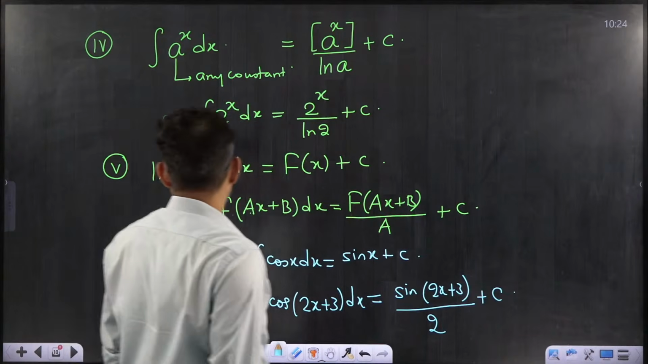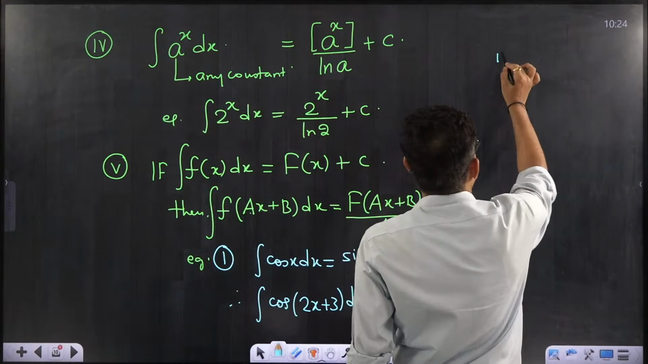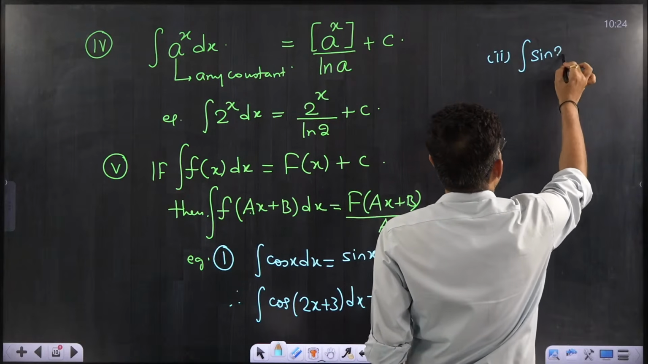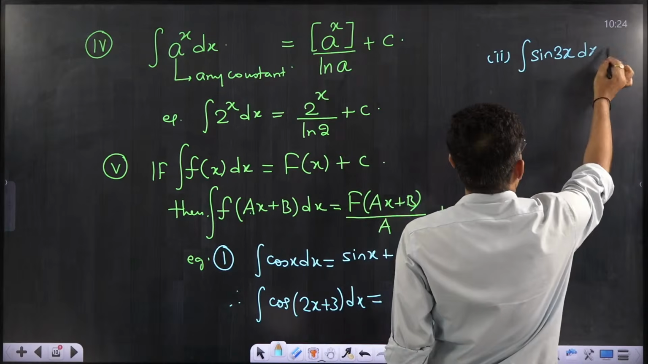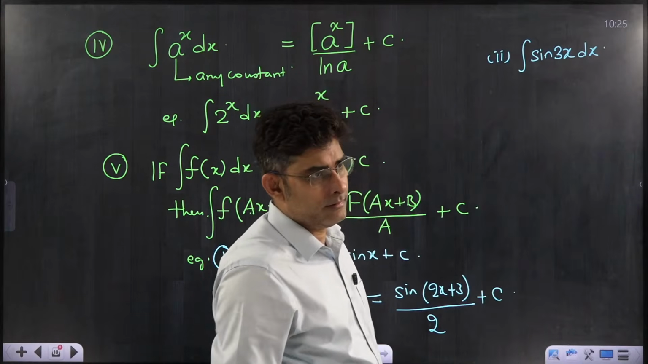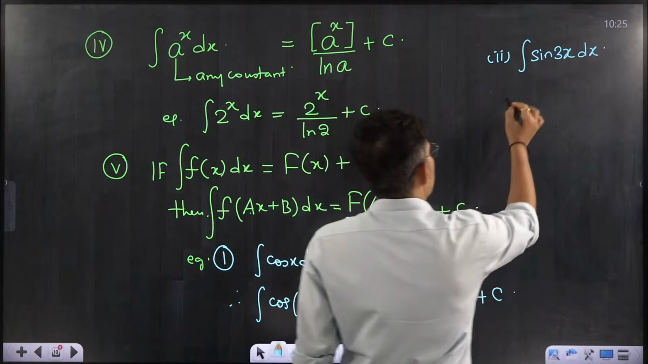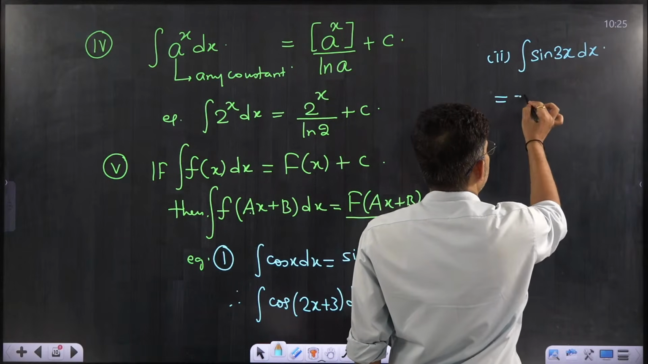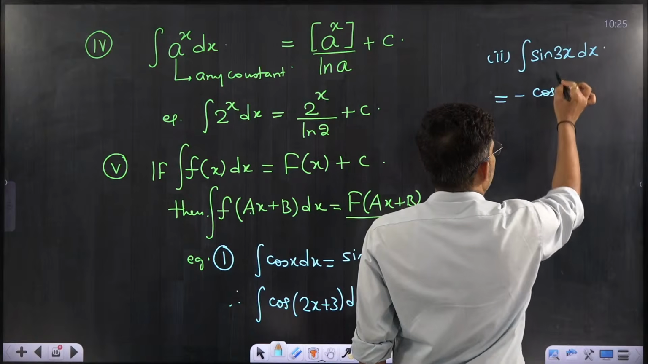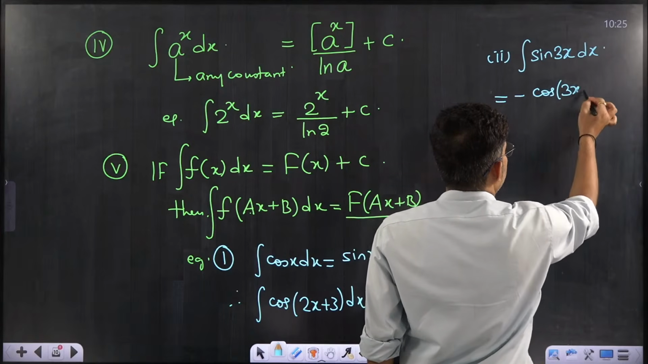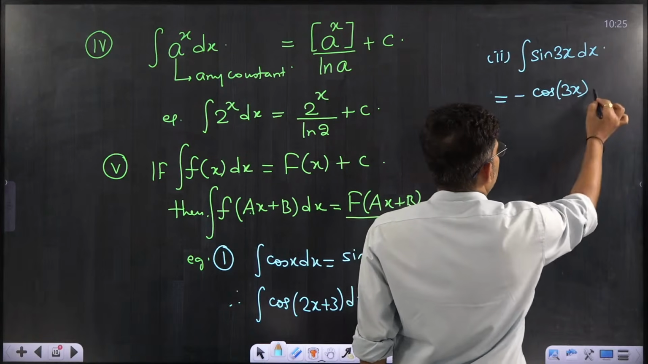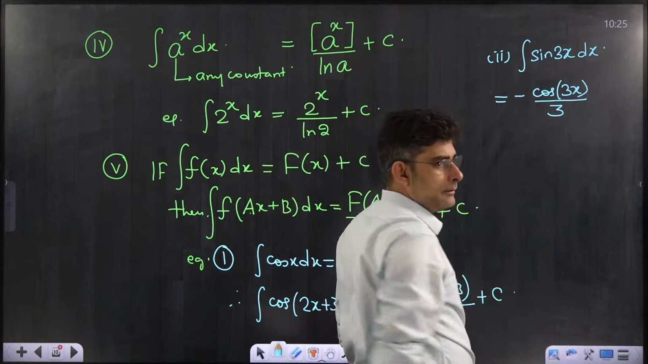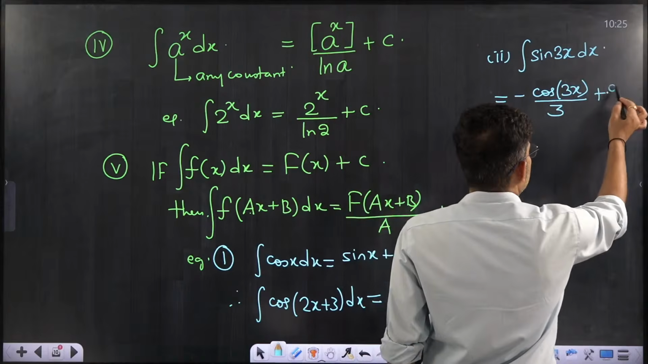If you see another example, suppose I am given sin 3x. Simply, the integration of sin is minus cos, so I will write minus cos, but we have 3x, not x, so cos 3x. What is multiplied to x? 3, so you will divide also by 3, plus c.